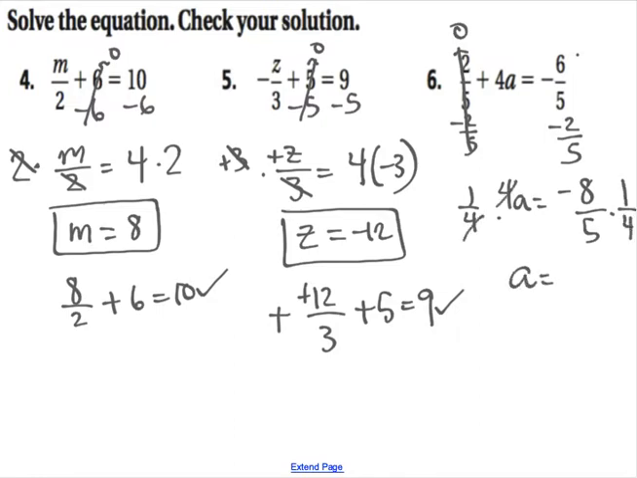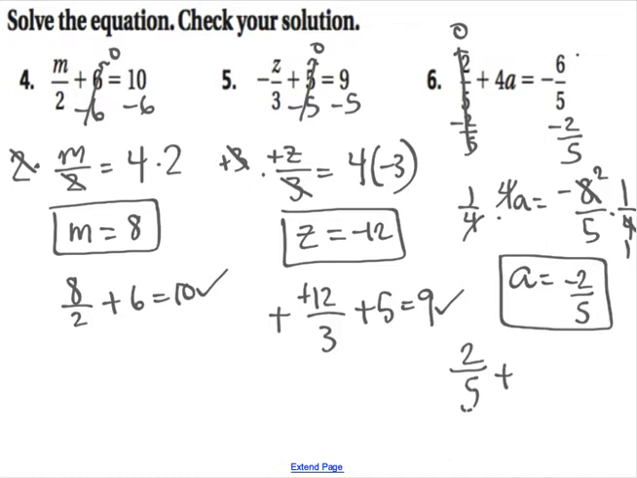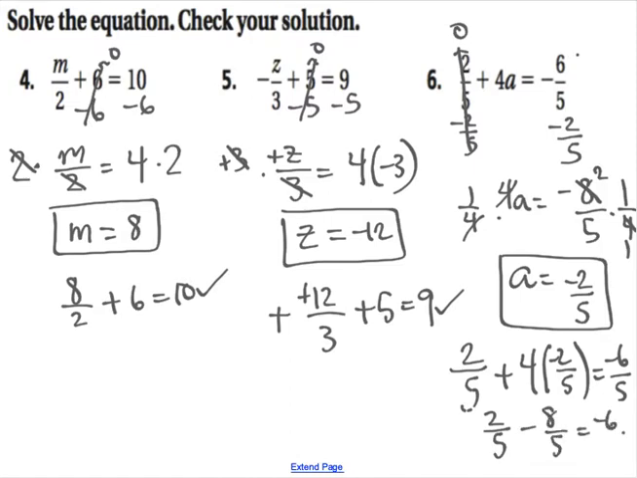And that gives A equals -8/5 times 1/4. That's going to reduce to -2/5. So A equals -2/5. Now checking the solution, 2/5 plus 4 times -2/5 equals -6/5. So this is 2/5 minus 8/5 equals -6/5. Well, 2 minus 8 is -6. They're all common denominators, so that does check out. That is the correct solution.